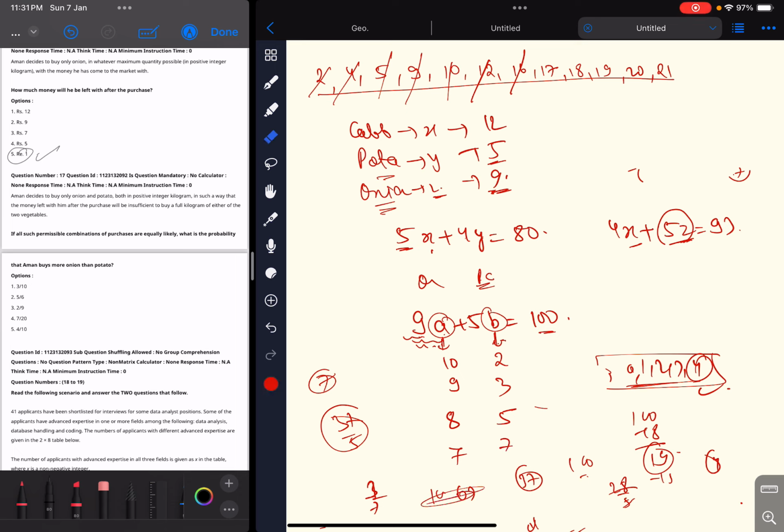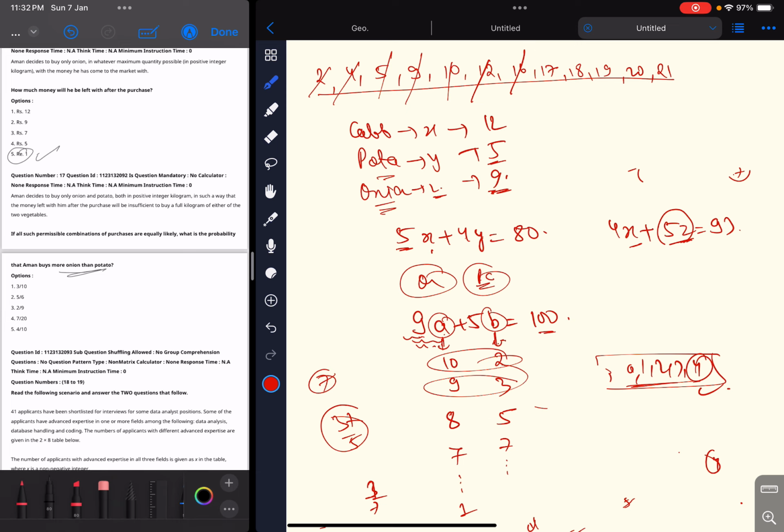Now in the rest of the cases, you can notice that A will decrease from here onwards. A will decrease and will go on till 1. And parallelly B will increase. So the question is, onion more than potato. So onion more than potato: this case, and this case.